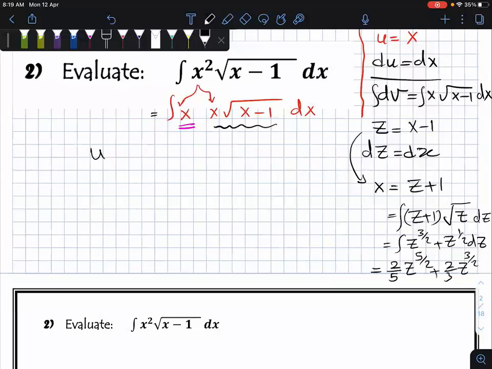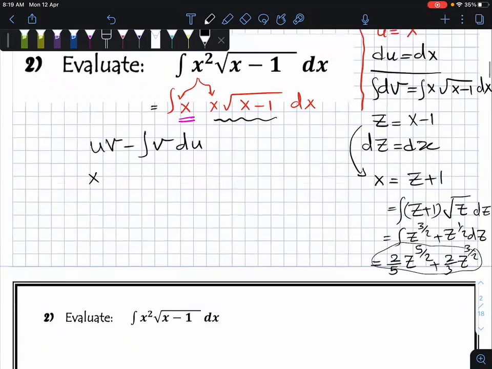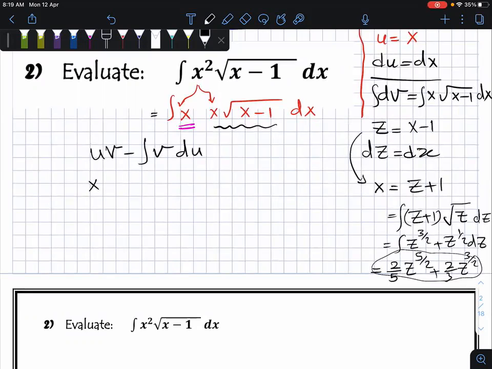So uv minus the integral of v du, by parts. The u here is what? It is x, and the v now, this whole thing is the v. But let's write it, guys, in terms of x. What's z? z is x minus 1. So we have 2 over 5 times x minus 1, and this all to the power of 5 over 2. And then minus the integral of, again, 2 over 5, written like this, and the integral of what, guys?